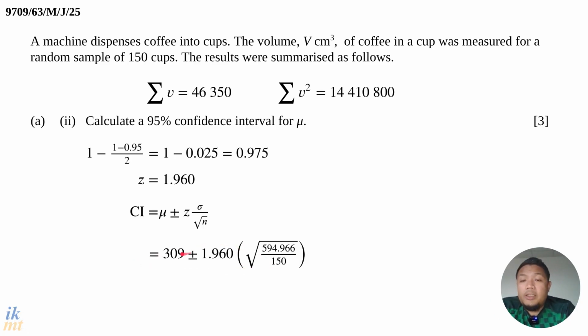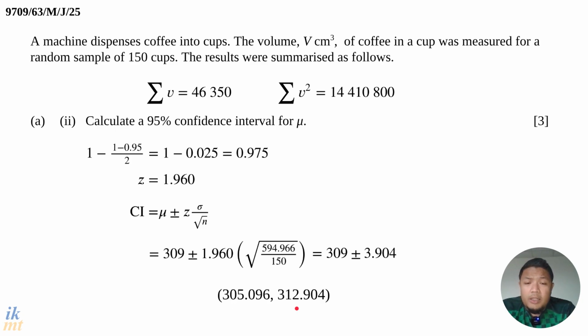All right, so we calculate, and of course we have a plus minus, therefore you have to use your calculator twice, once for the plus and once for the minus. And so the result from your calculator, you should get something that looks like this. Now, very carefully, you must write this in the correct order. The left limit is 305.096 and the right limit is 312.904.